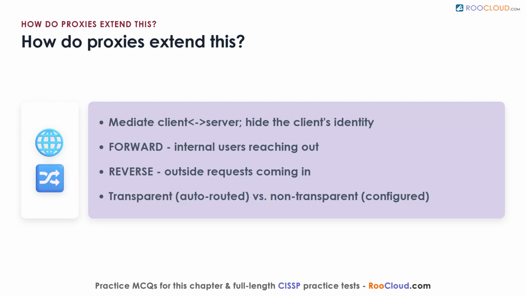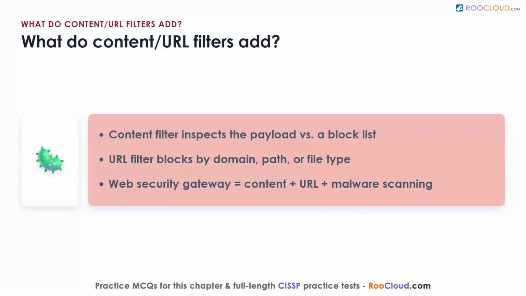If clients are pointed at the proxy without being configured for it, it is transparent, and if clients are explicitly set to use it, it is non-transparent. Along the way, proxies can also cache content and filter sites. Think of a personal assistant who places all your calls under their own name, so the people you contact never see your direct line.